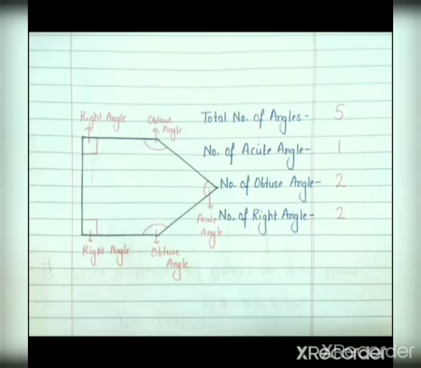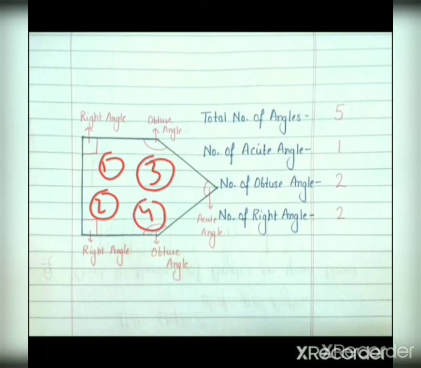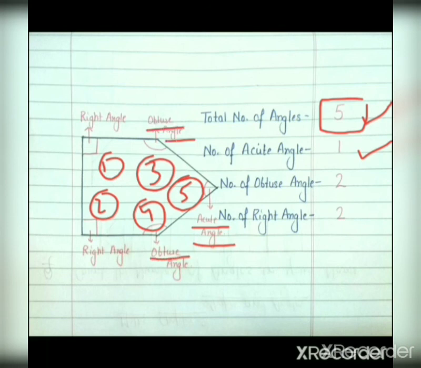Okay students. So here is the answer. This is the first angle, this is the second angle, this is the third angle, this is the fourth angle, and this is the fifth angle. So the total number of angles in this figure is 5. Among these 5 angles, this is an acute angle, so only one angle is acute. This is an obtuse angle, this is an obtuse angle, so 2 angles are obtuse. This is a right angle and this is a right angle, so 2 angles are right angles.